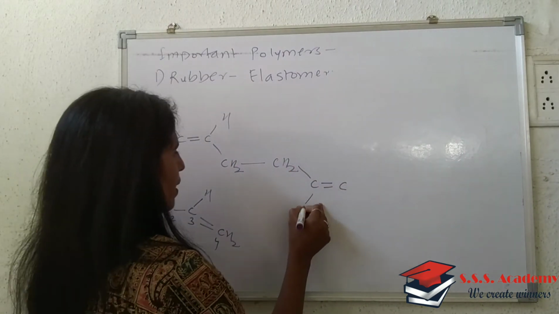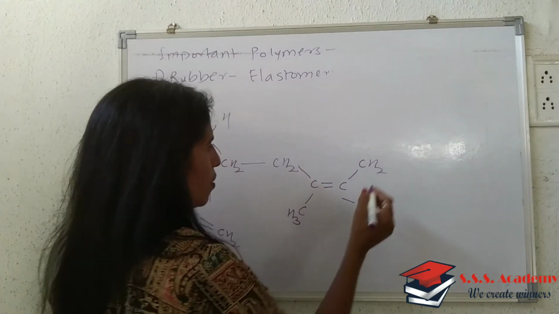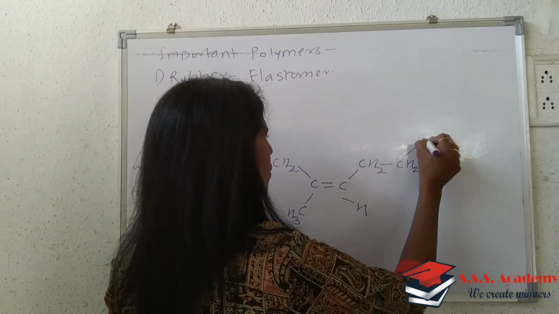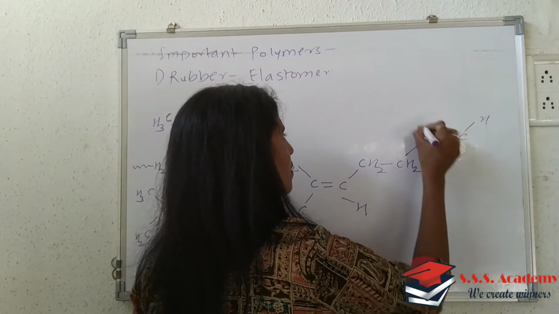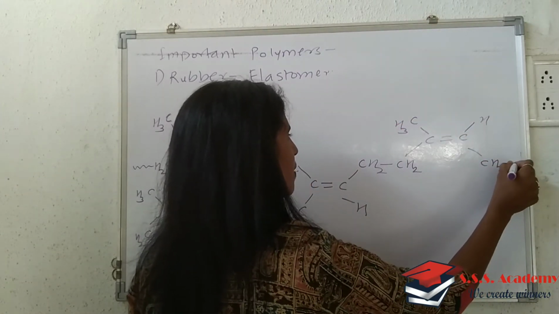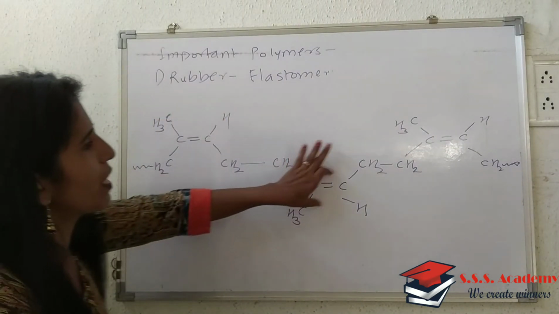Now you are supposed to write this. CH3, this is H, this is CH2. Again you will write CH2. Then after that, the same unit you are supposed to write. See, what have I written? I have written the same unit everywhere.